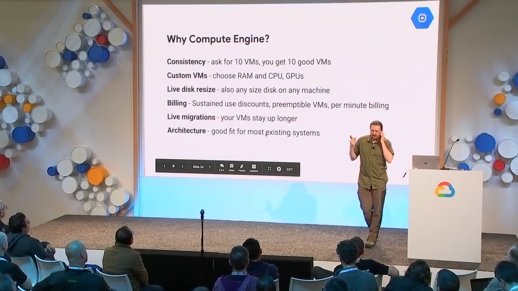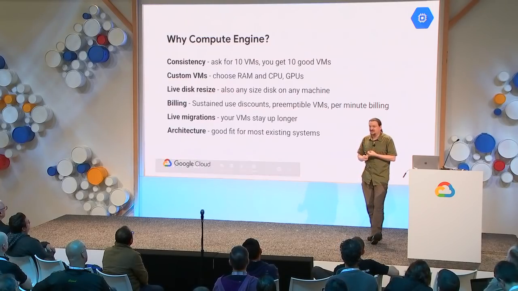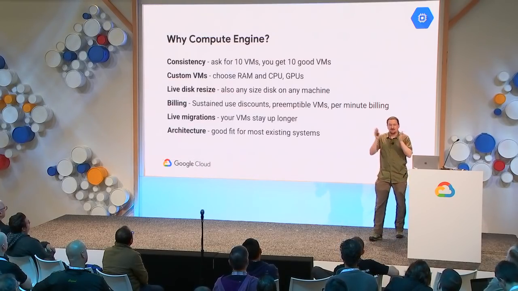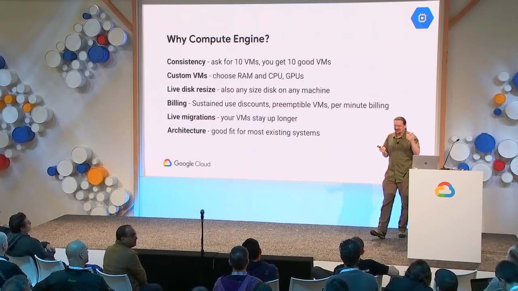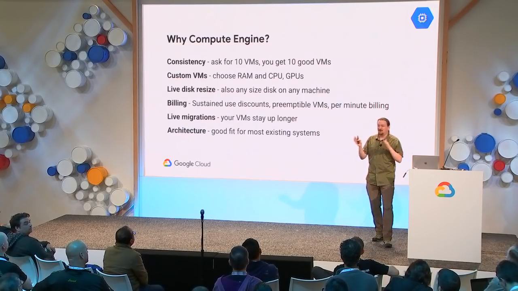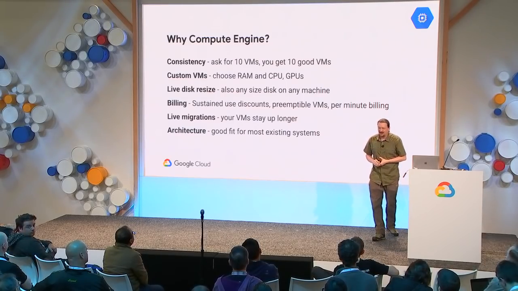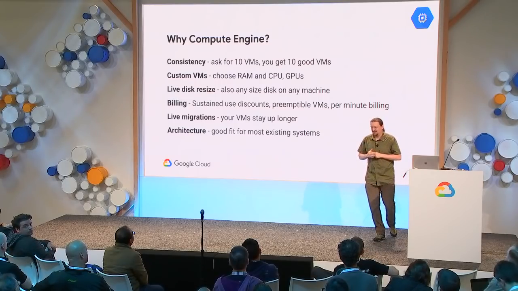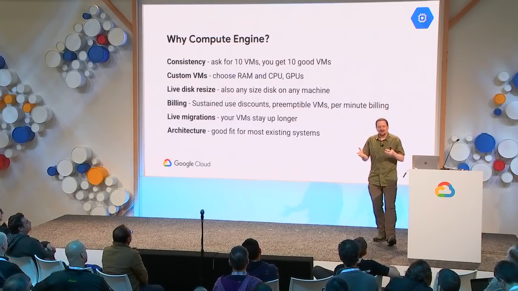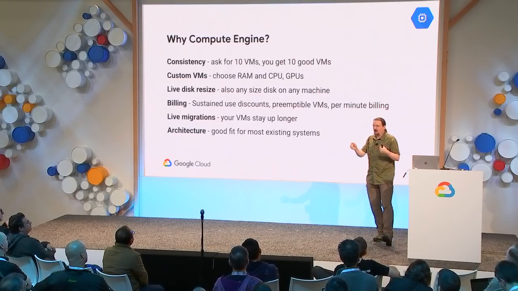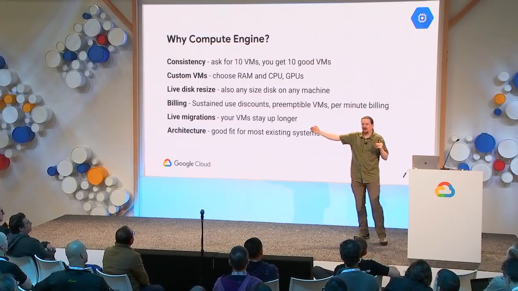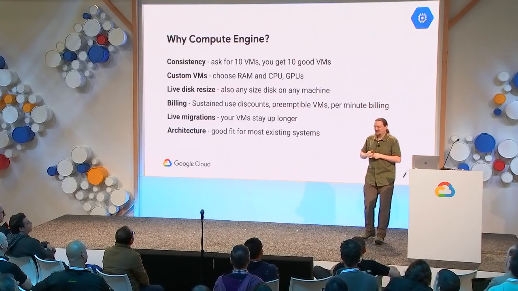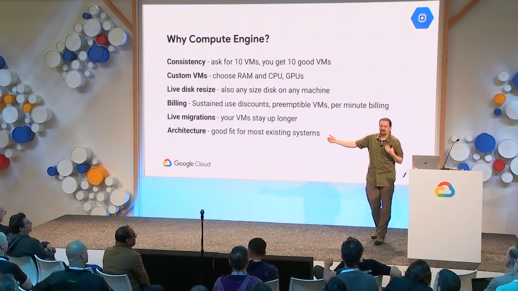OK, so why Compute Engine? You want consistency. You should be able to get the same behavior, hey, same behavior in test and then later in prod. You get these very custom VMs. And these disks are virtual block devices, so you can actually make them larger while the machine's running. Anybody run out of disk before and had a machine go down? You can make the disk bigger while it's on.